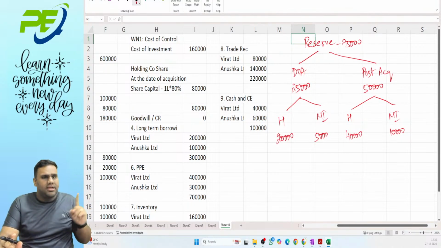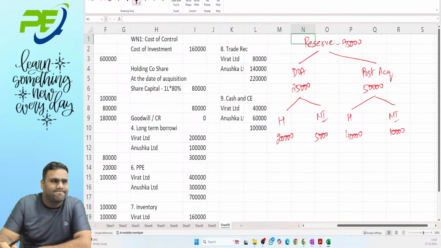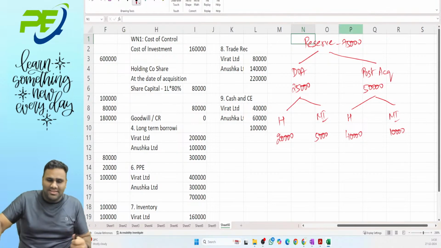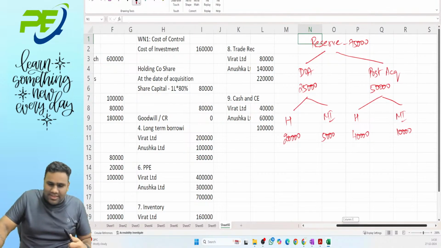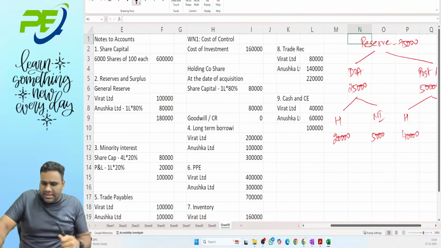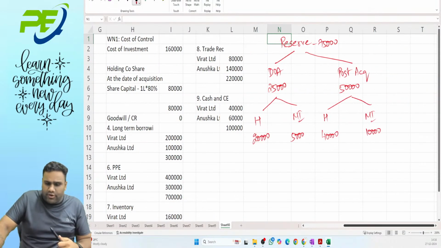Everyone, patience, patience, patience. Just started the problem, don't scare me. So everyone, is the reserves calculation clear? Yes. Now moving forward.